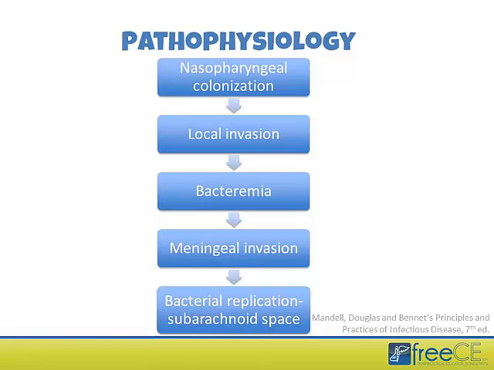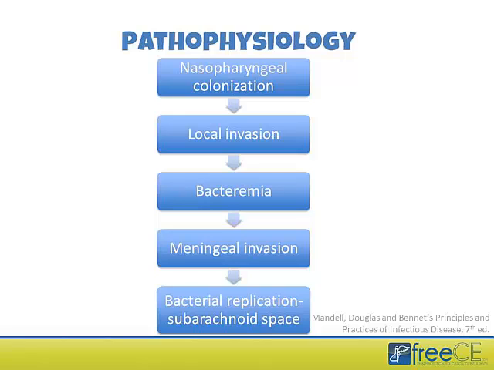Before we get into the clinical presentation and talking a bit more about diagnosis, I thought we'd just talk very briefly about the pathophysiology. So essentially what happens in meningitis is you have nasopharyngeal colonization. That nasopharyngeal colonization leads to local invasion. Ultimately, that local invasion of the bacteria then progresses into the bloodstream and causes a bacteremia. The bacteremia then leads to meningeal invasion, and essentially this is what causes your bacterial replication in the subarachnoid space and leads to the signs and symptoms that present with meningitis.